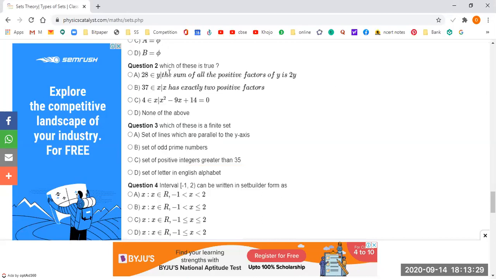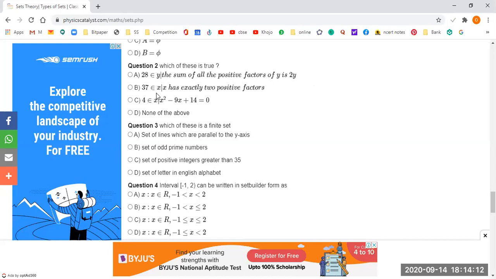Okay, fine. Second, which of these is true? It says 28 belongs to Y. Okay, so the sum of all the positive factors of Y is 2Y. Sum of all positive factors of Y is 2Y. So it's like another riddle for you. You can say that y square is equal to y into y, right? So y plus y is 2y.